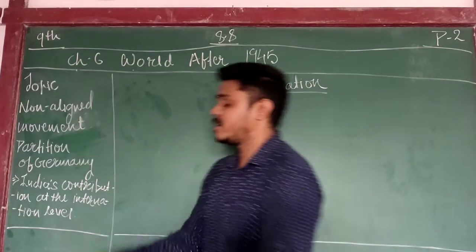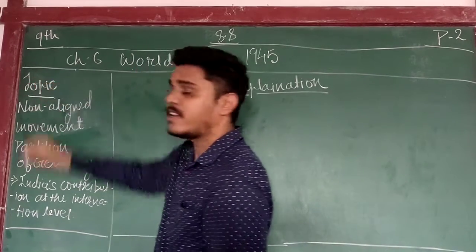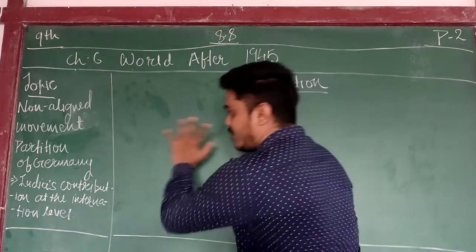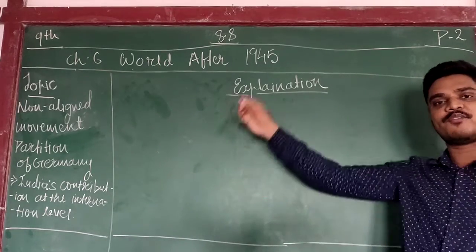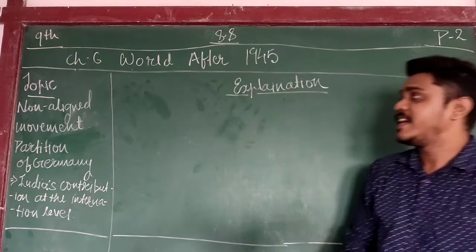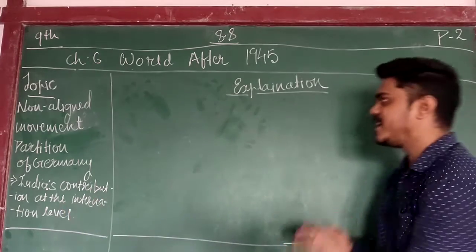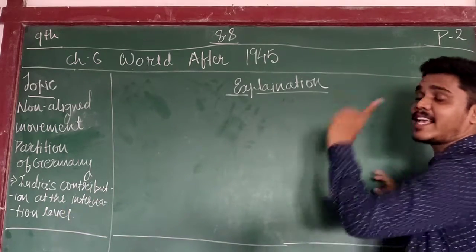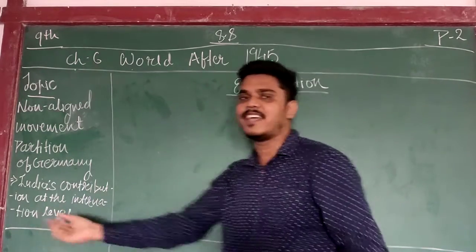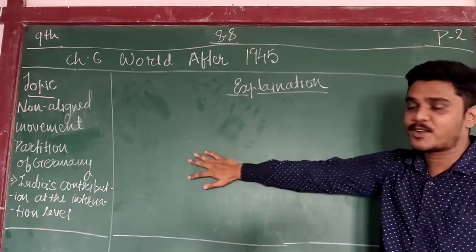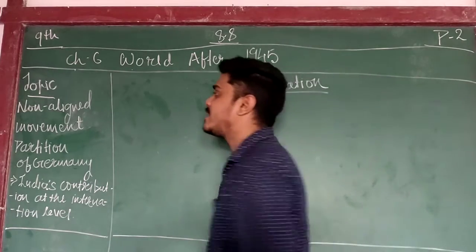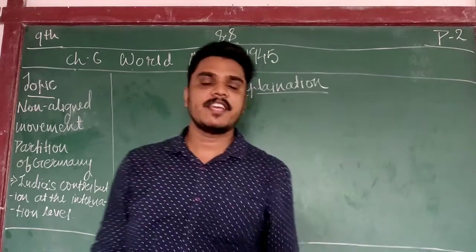Okay, so here the topics are mentioned. As I told you earlier, our blackboard is one kind of dashboard of a PC. Here we have a thumbnail, and here we are going to explain. Like in Paint, we have tools, and here we have a whiteboard. So here we are going to explain on the green board that first is the non-aligned movement.